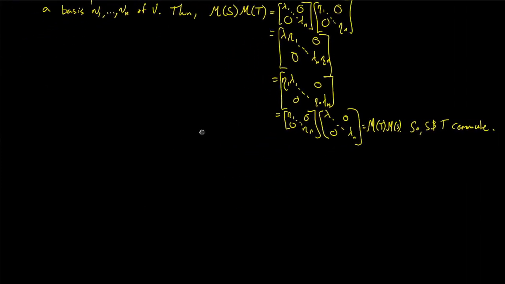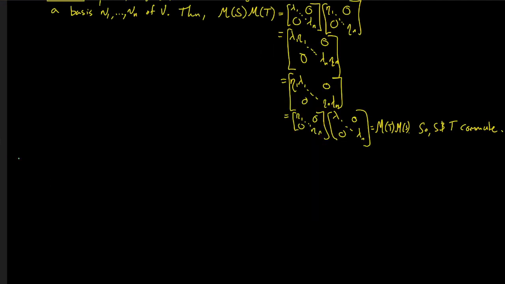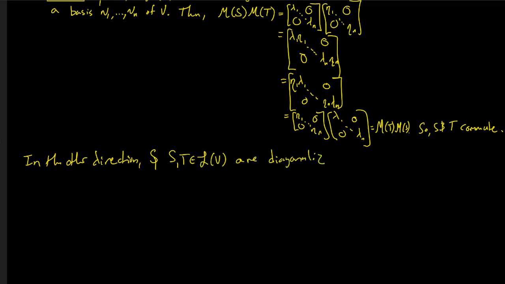All right, now let's go in the other direction. In the other direction, suppose S and T in L(V) are diagonalizable, commuting operators. What we want to show is that there is some basis that diagonalizes them both at the same time.